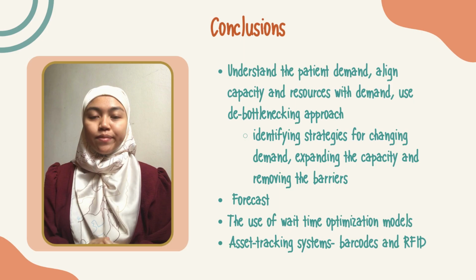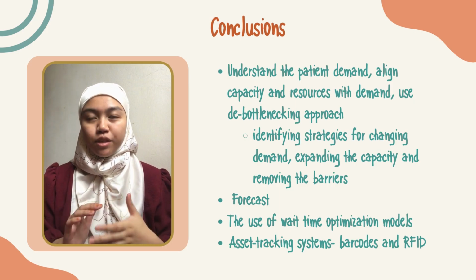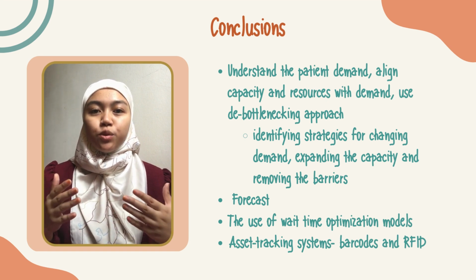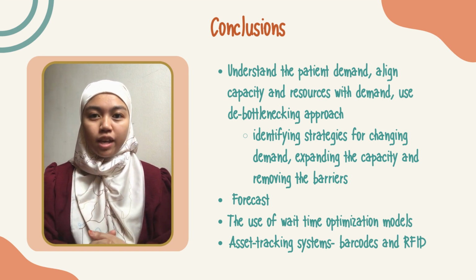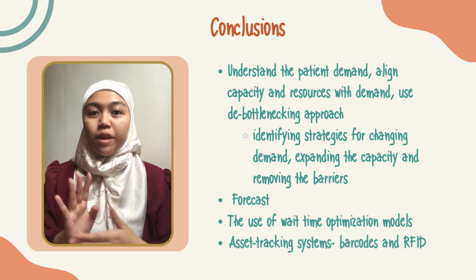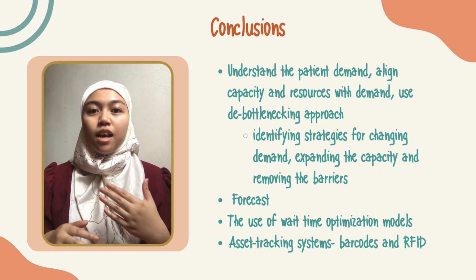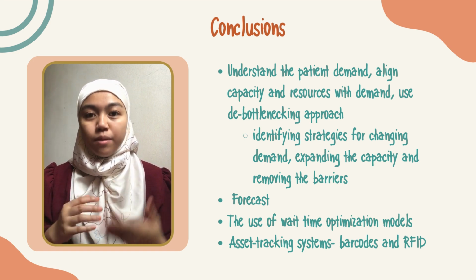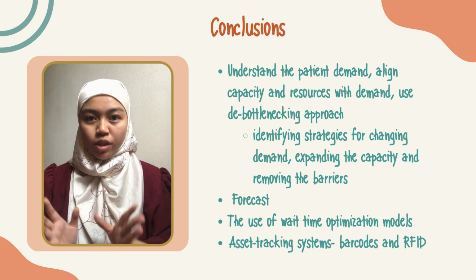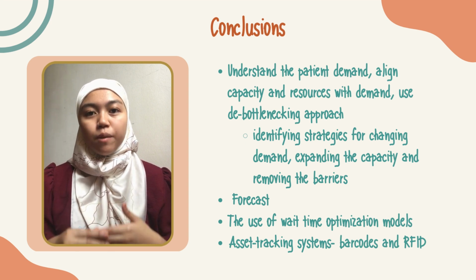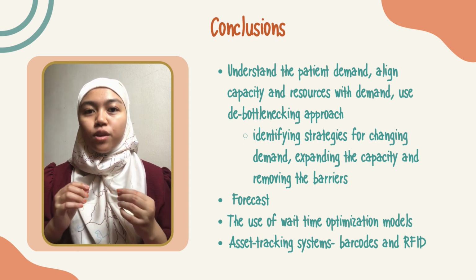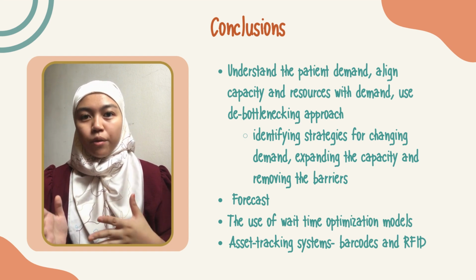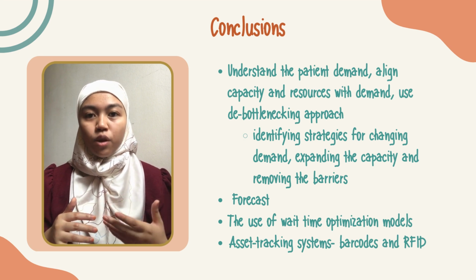Thank you. In conclusion, this chapter is basically briefing about the operation research methods that can be used to initiate evolution in healthcare. They are the first step to improve patient and process flows, which are to understand the patient demand, and align capacity and resources with demand. So we can use the debottlenecking approach to reduce the bottlenecks by identifying strategies for changing demand and expanding the capacity and removing the barriers, which is critical to improving the flows.